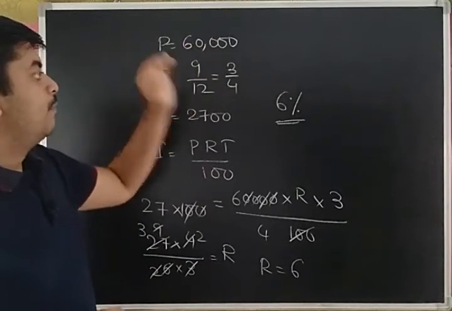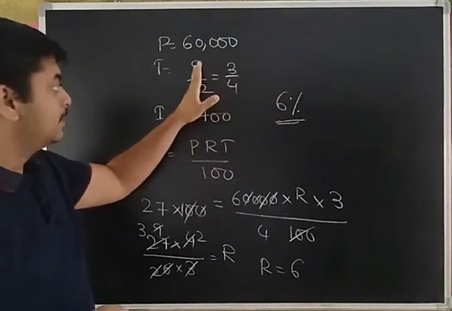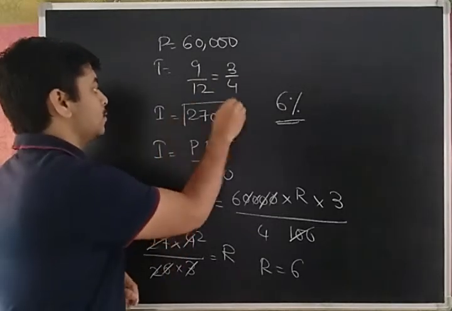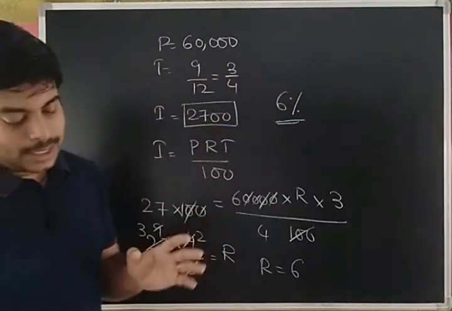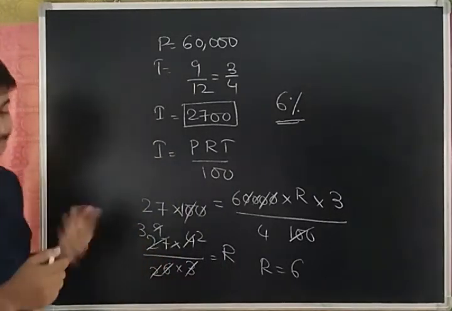60,000 rupees when deposited at 6% interest for a time period of 9 months will give you an interest of 2,700 rupees. Let us check the answer. Yes, 6% per annum. That's the correct answer.